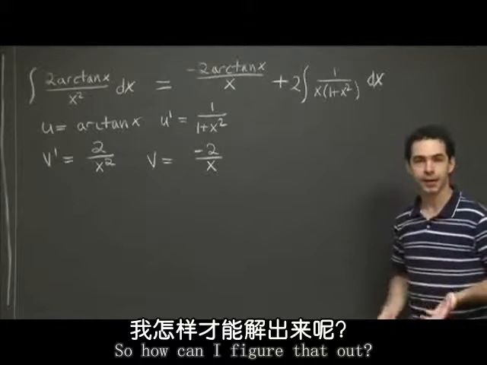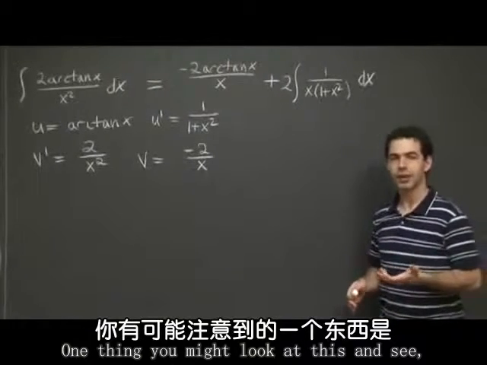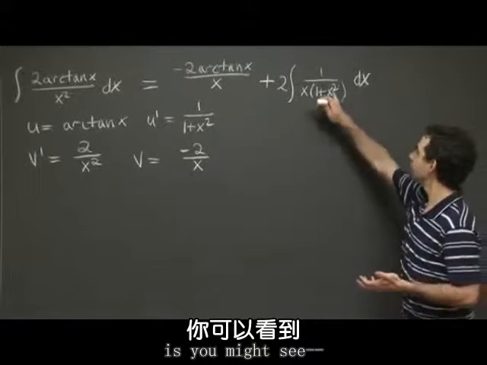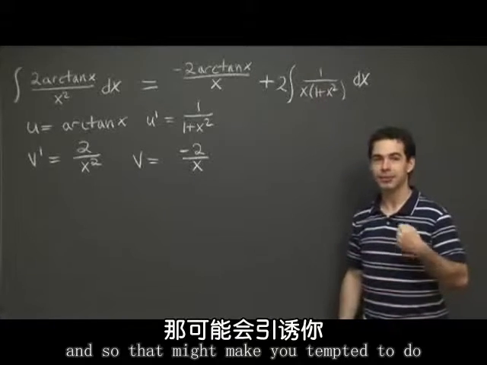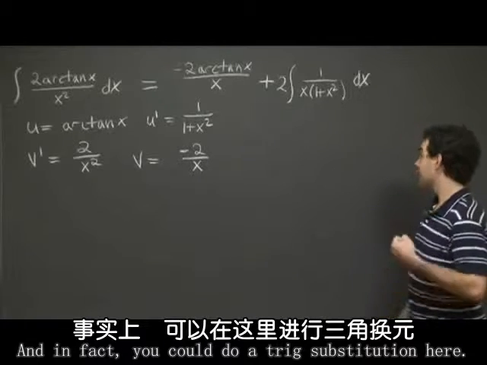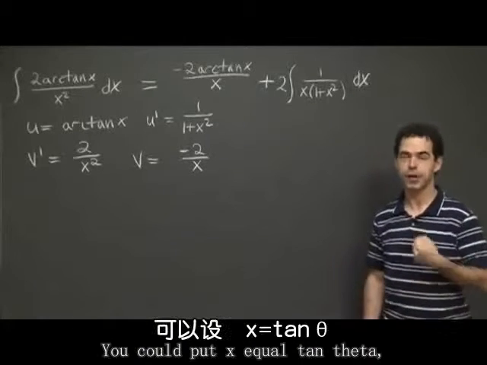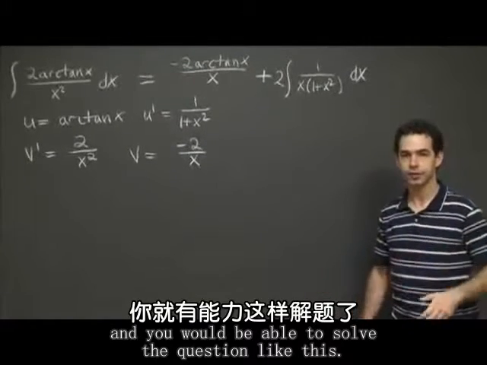So how can I figure that out? Well, there are a couple of different options here. One thing you might see is, again, I have a 1 plus x squared in the denominator. And so that might make you tempted to do a trig substitution again. And in fact, you could do a trig substitution here. You could put x equal tan theta, and you would be able to solve the question like this.